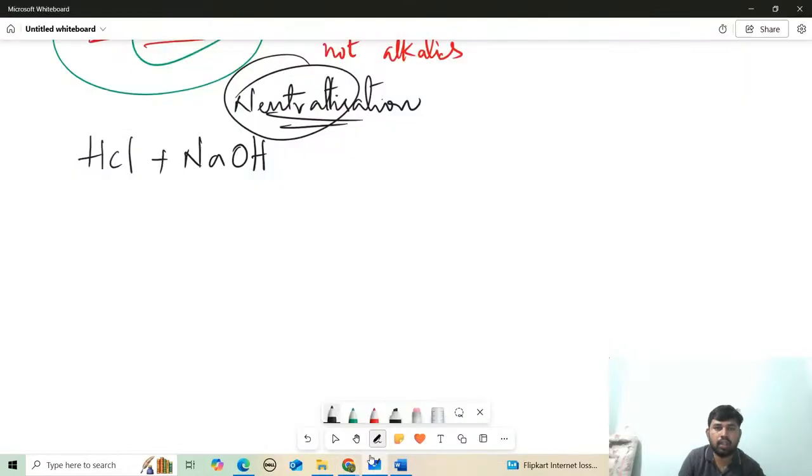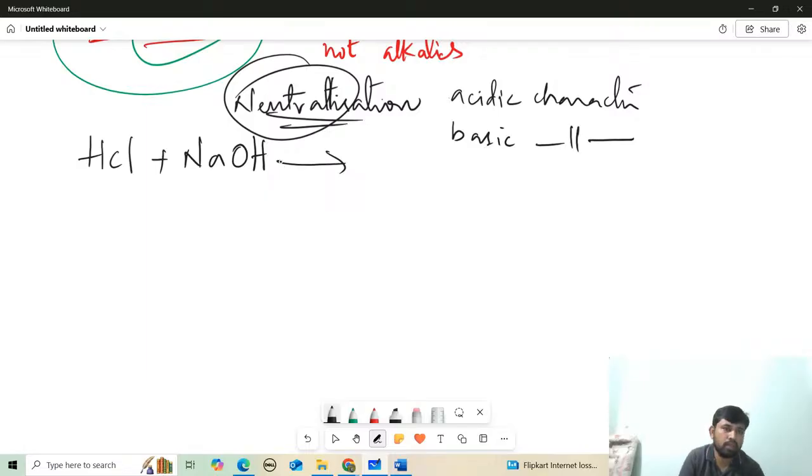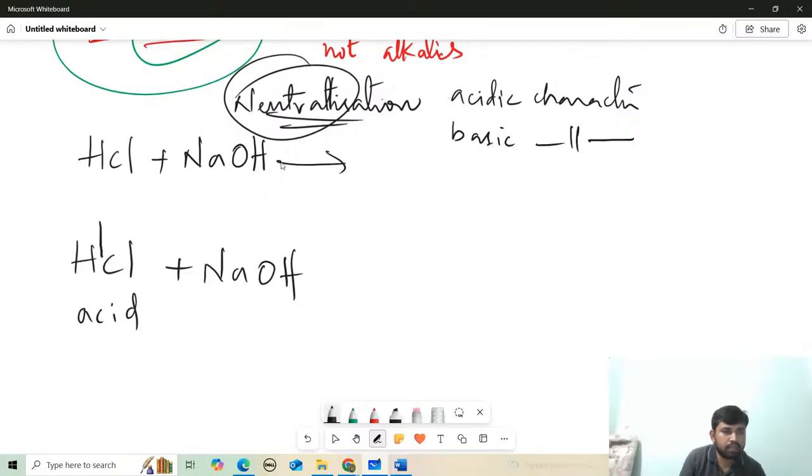Try to understand here. Neutral means what, sir? Here there is an acidic character, and similarly there is a basic character. Both will undergo cancellation. How is it possible? See, HCl plus NaOH. HCl is an acid. Why is it an acid? It has an H plus ion. Similarly, NaOH is a base. Why is it a base, sir? It has an OH minus ion.